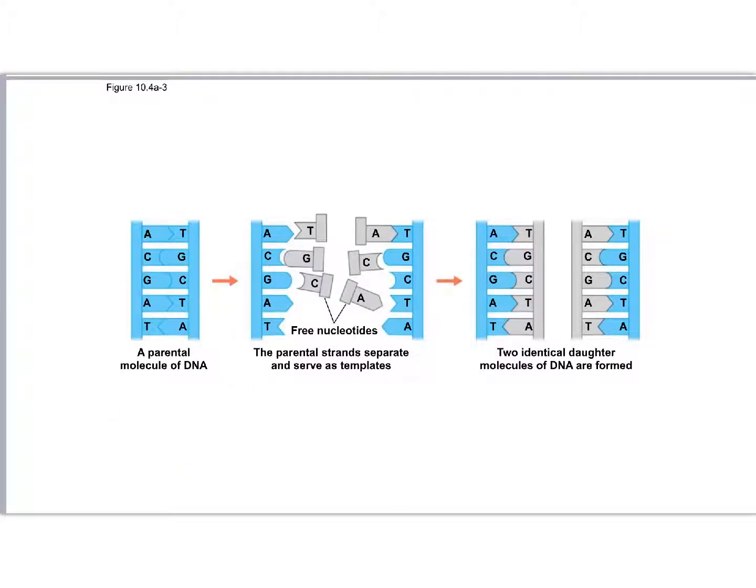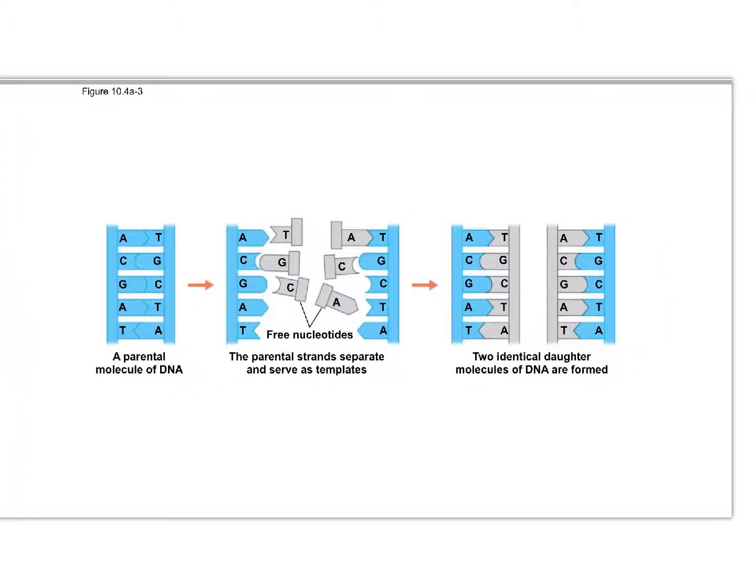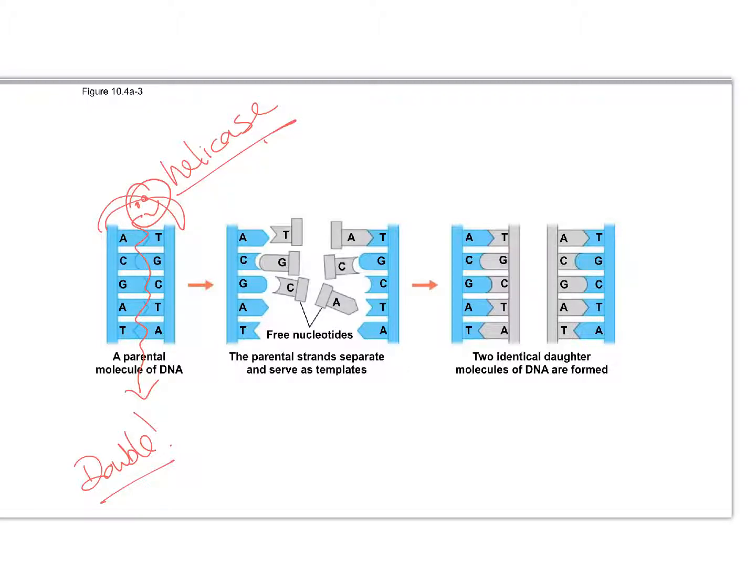So let's take a closer look. Something a little more step by step in this case. All right, so we have the parental molecule of DNA. And remember, it's double-stranded. So the first thing that's going to happen is it's going to unzip down the middle. And we actually use this really cool enzyme called helicase. Right? So that unzips DNA.